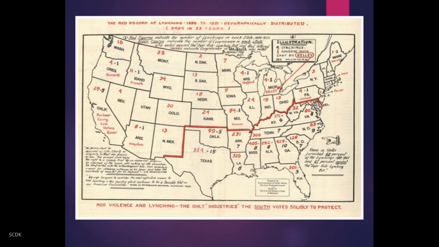And as described in previous lectures, lynching and racial violence were still a major problem across much of the country, of course concentrated in the South. And we'll talk more about this a little bit later on.